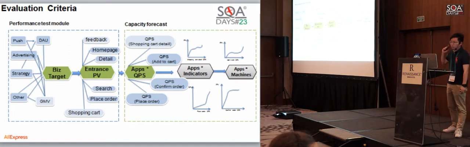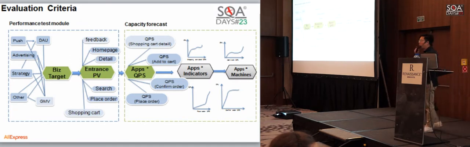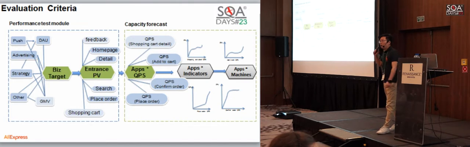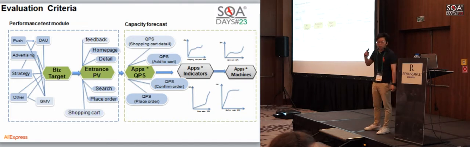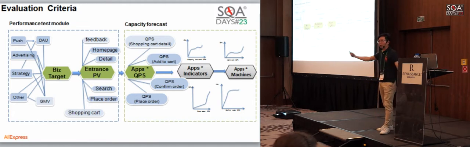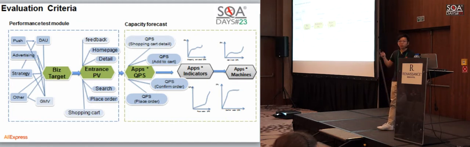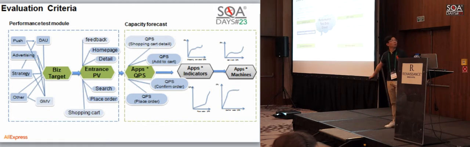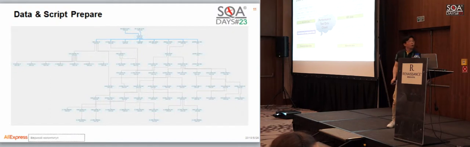Now, imagine that we are preparing the brand weekly big promotion in August. Now it is May 26th. We need to start preparing the performance test for the big promotion in August. So the first step we should do is the data and script preparation. We will prepare the data of our read chains and write chains.